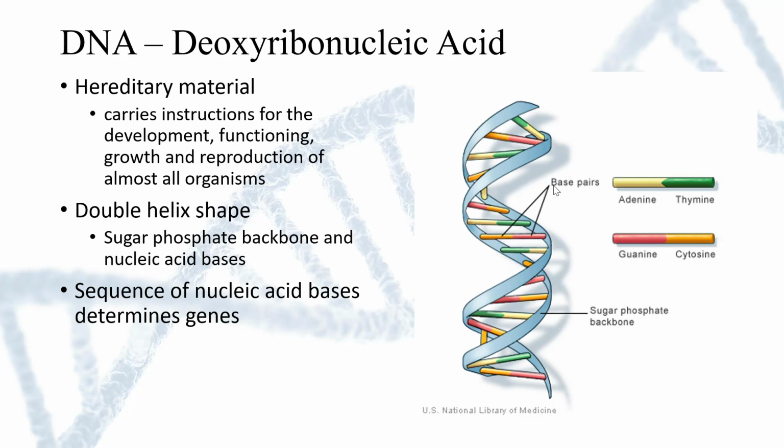And DNA consists of two sugar phosphate backbones that you see here, and then a sequence of these nucleic acid bases, right? And these bases join together to connect the backbones. There are 4 nucleic acid bases: adenine, thymine, guanine, and cytosine. Adenine always binds with thymine, guanine always binds with cytosine. And it is the sequence of these bases that ultimately determines a gene, right?